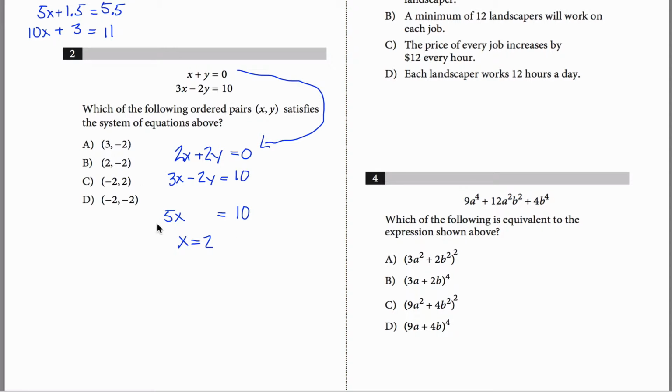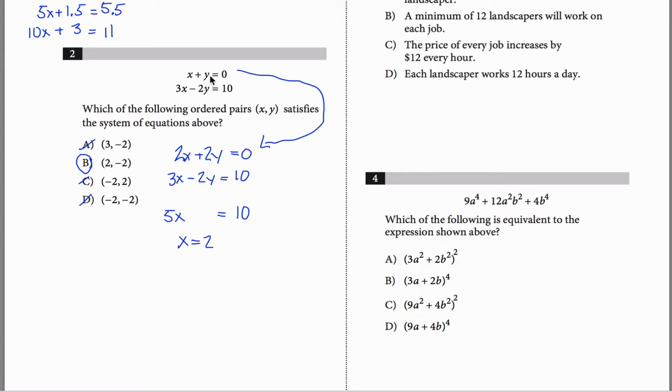So I know that x equals 2, I'm done with the problem. It can't be any of the others. My answer is B here. If you feel like checking your answer, you can say x plus y has to equal 0. So if x equals 2, y has to equal negative 2. Hey, that's exactly what it says here in B.